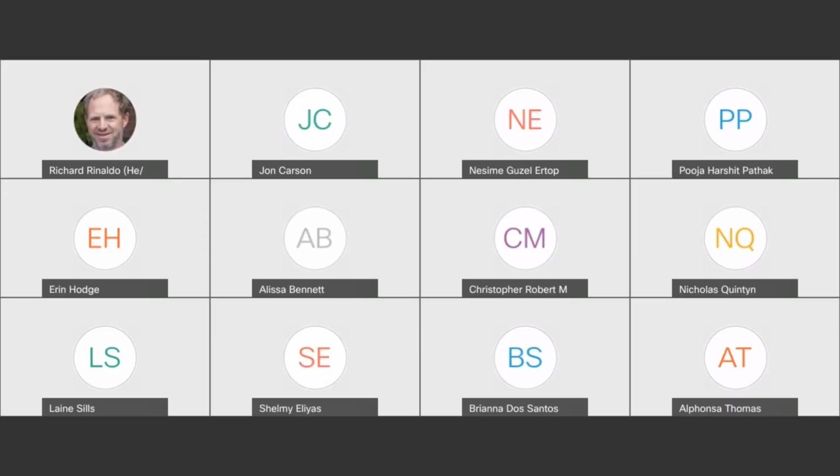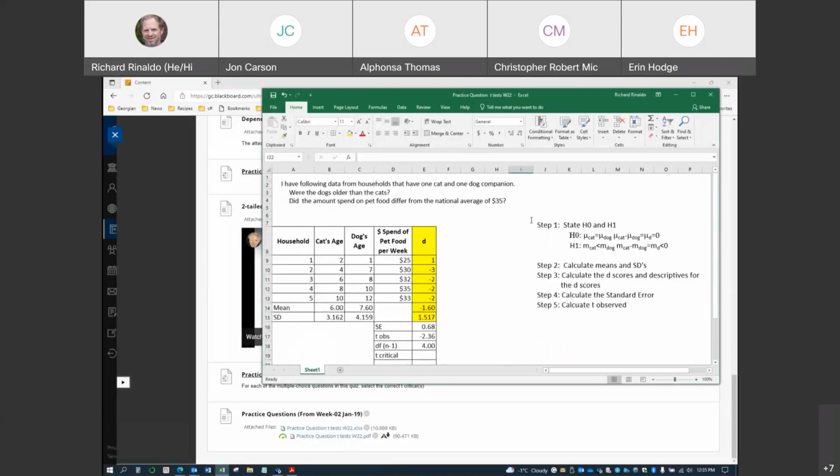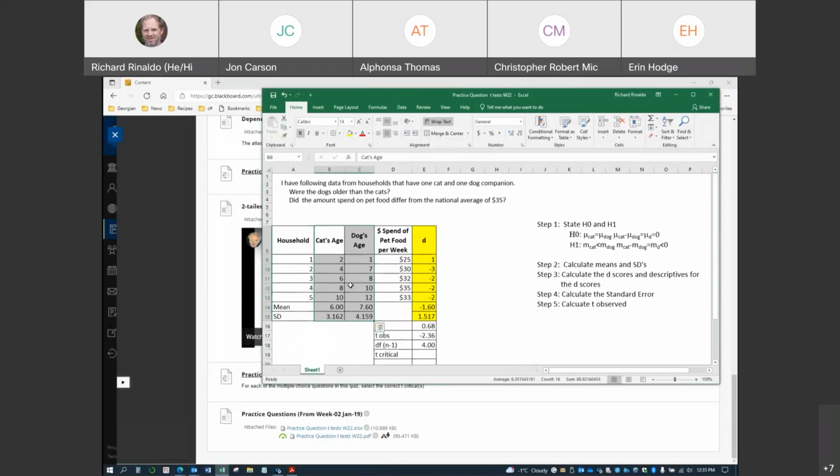So just to back up for those who are just attending, step one was to state the null and alternate hypothesis for the practice question. I then calculate the means and standard deviations for the two variables. This is a dependent means. My dependency is household. So each cat and each dog is related or dependent. They're coming from the same home.